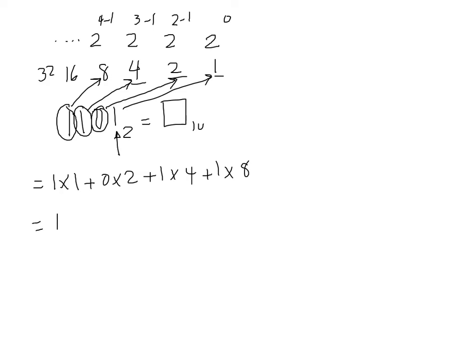1 times 1 is 1, plus 0 times any number is 0. So 0. Plus 1 times 4 is 4. Plus 1 times 8 is 8. So 8 plus 4 is 12, plus 1 is 13. So we say 1101 in base 2 is the same as 13 in base 10.